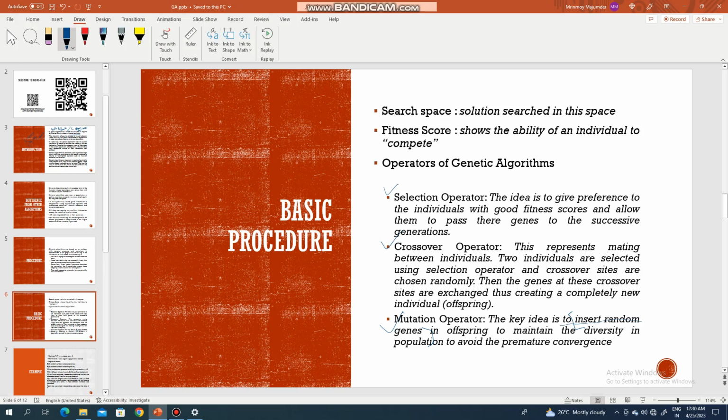Why it is done: in nature it is done to maintain diversity in the population, and in case of algorithms it is done to avoid premature convergence. That means errors like local minima or maxima can be avoided by the introduction of the mutation operator.